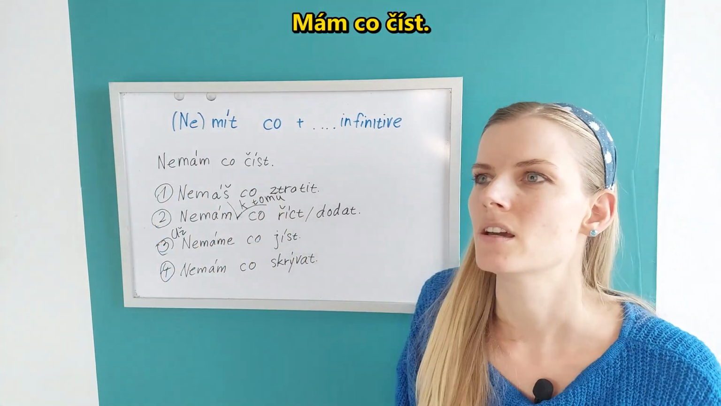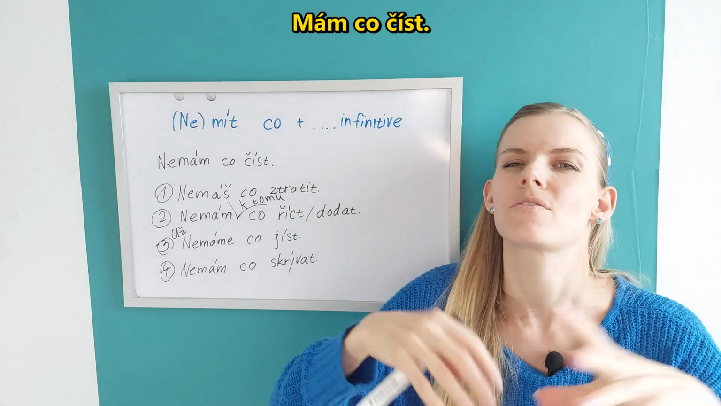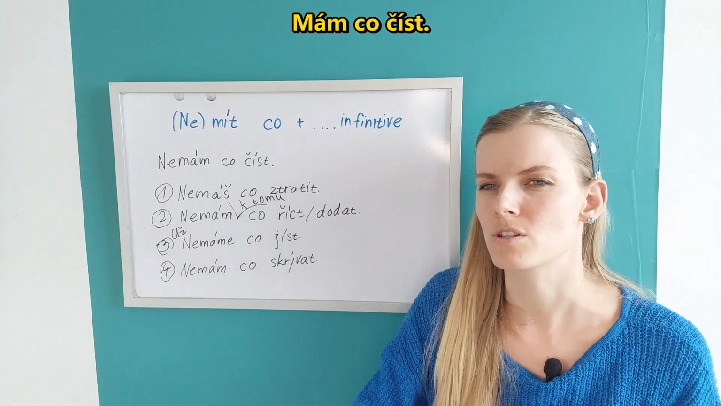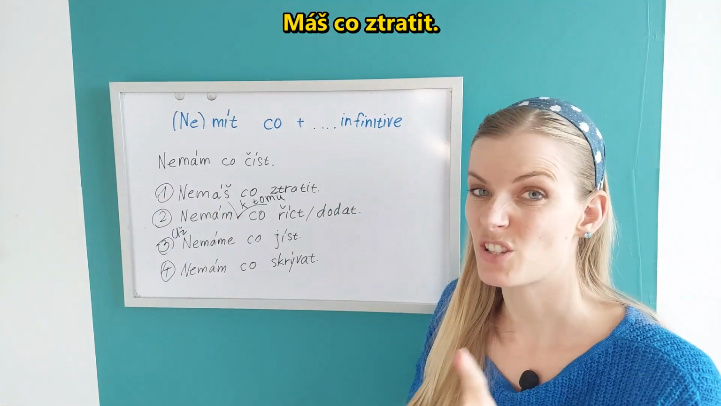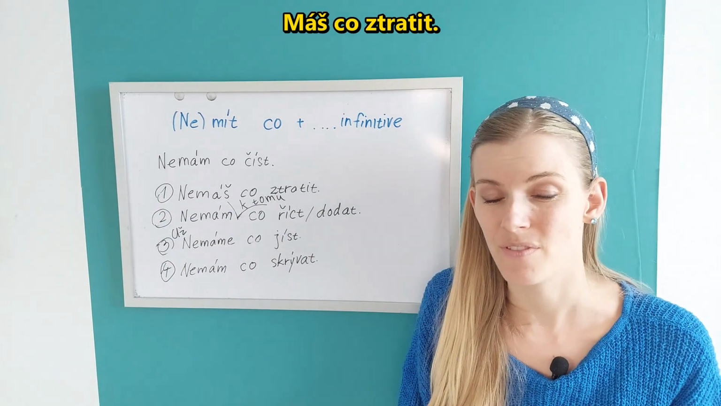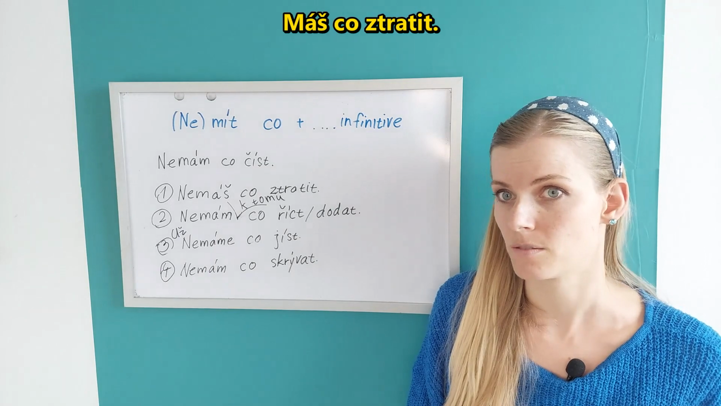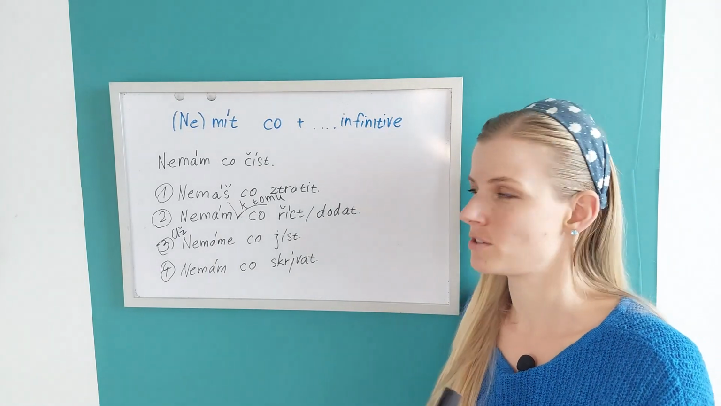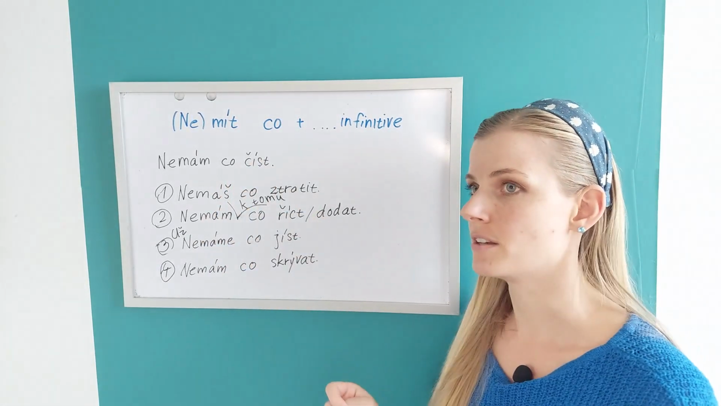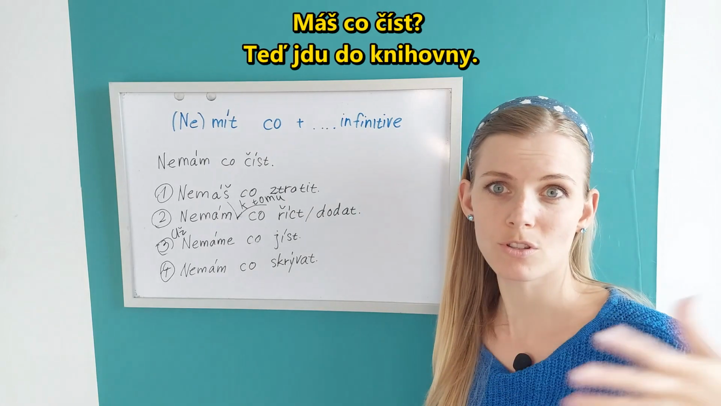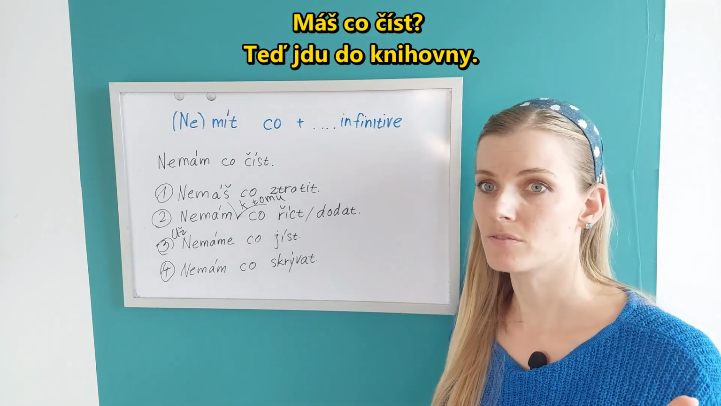As I mentioned before, these sentences usually work with the negative, but you could also say mám co číst, as in I have a lot to read. Usually like, yeah, I have things to read, don't worry. Mám co číst. Or you could say máš co ztratit. You have things to lose. You have a lot to lose, so watch out. Máš co ztratit. You could also make a question. You could ask your friend, máš co číst? Teď jdu do knihovny. Máš co číst? Do you have things to read?